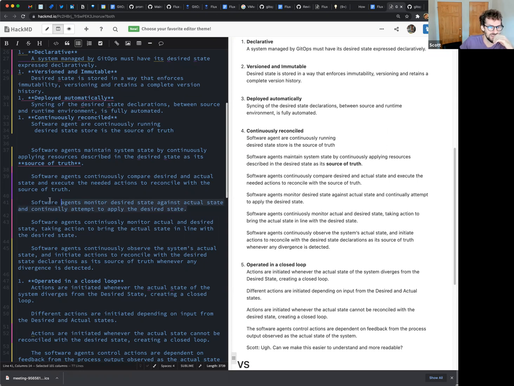This one by Dan really says that: software agents monitor desired state against actual state and continually attempt. Maybe the actions we can describe as part of the closed loop, just like the original one did. Ultimately, we just make the language a little more inclusive and consistent. So really, just software agents are continuously running to compare.